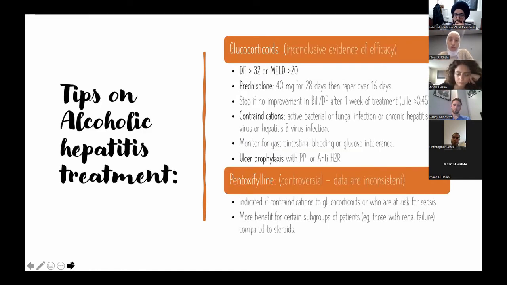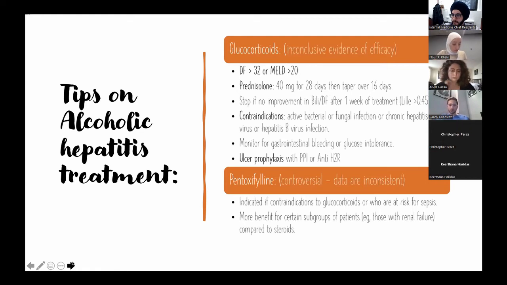Also, general tips of treatment. We discussed that if Maddrey score is more than 32 or MELD score more than 20, we can start treatment with glucocorticosteroids. And usually we start prednisolone. Any idea why would we prefer prednisolone over prednisone for such patients?